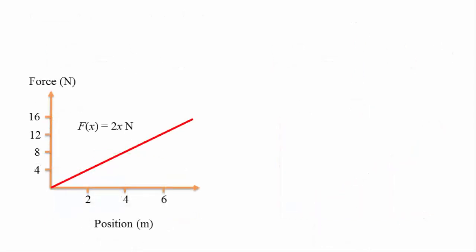Now let's have a look at a very simple example. Consider that you've got a force acting on an object. The force varies linearly with position and is given by the formula F is equal to 2x newtons. So how much work was done to move the object from its starting position at 2 meters to its final position at 6 meters, giving a displacement of 4 meters?